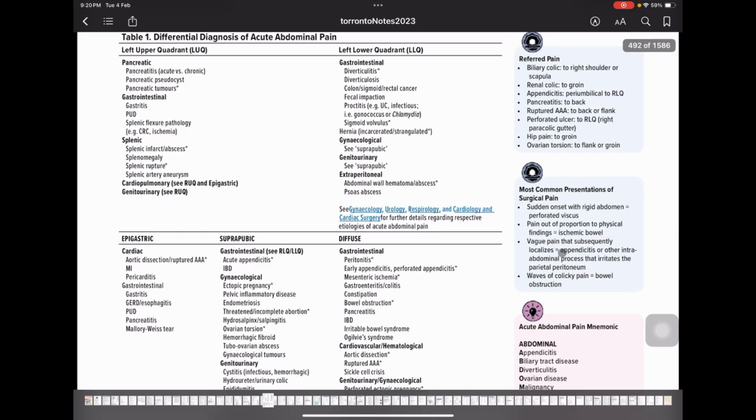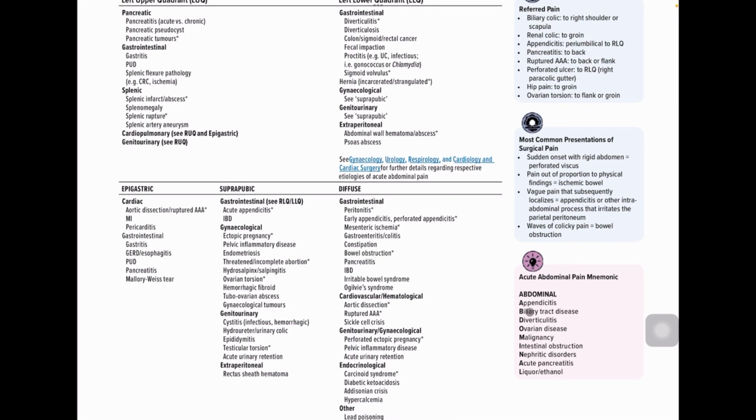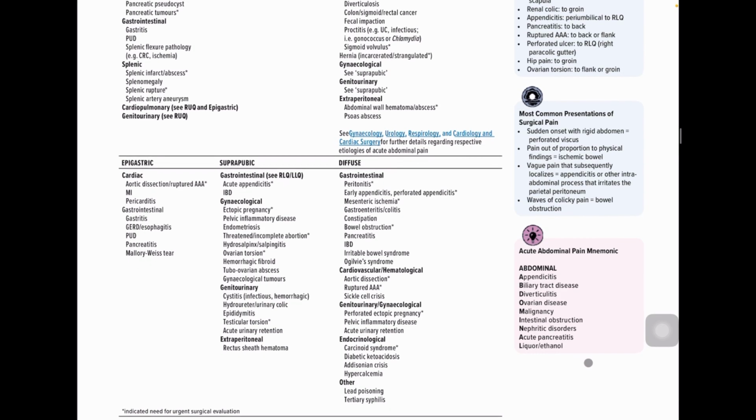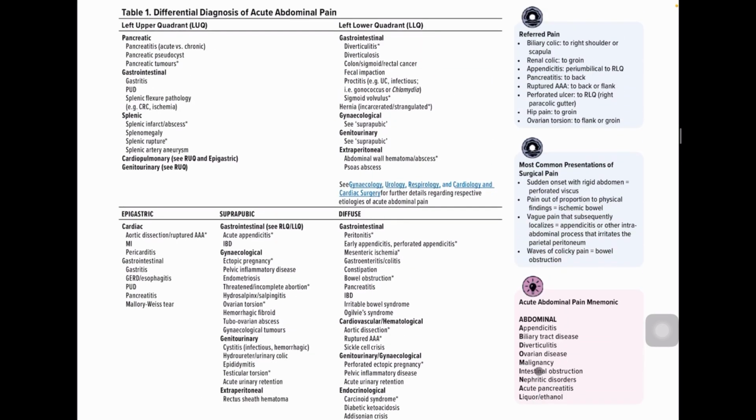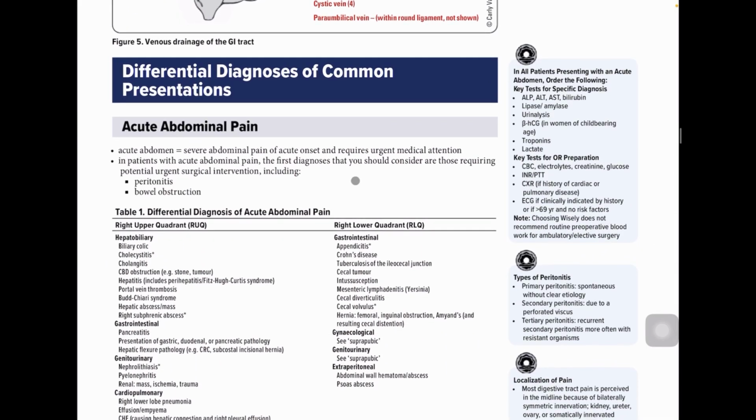Vague pain that subsequently localizes is appendicitis or another intra-abdominal process that irritates the parietal peritoneum. Waves of colicky pain suggest bowel obstruction. Now, the acute abdomen mnemonic, it's up to you if you want to remember it, so you want to keep it to the quadrant. A for appendicitis, B for biliary tract, D for diverticulitis, ovarian disease, malignancy, intestinal obstruction, nephritic syndrome, acute pancreatitis, liquor, and ethanol. So yeah, we're done with the abdominal pain differentials in general surgery as well.